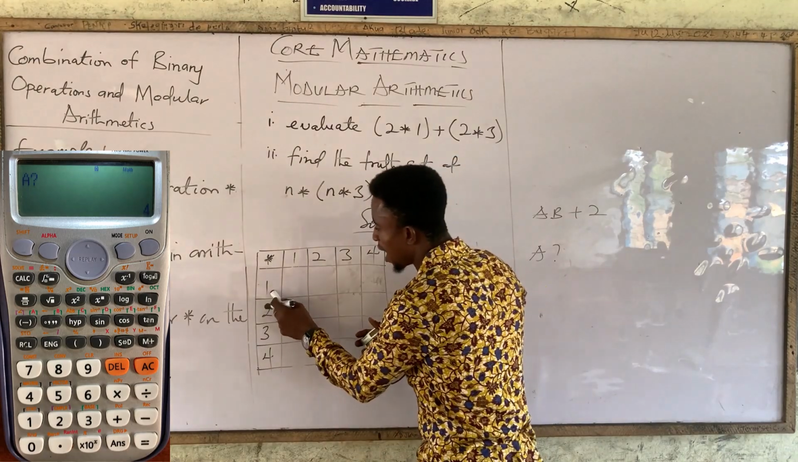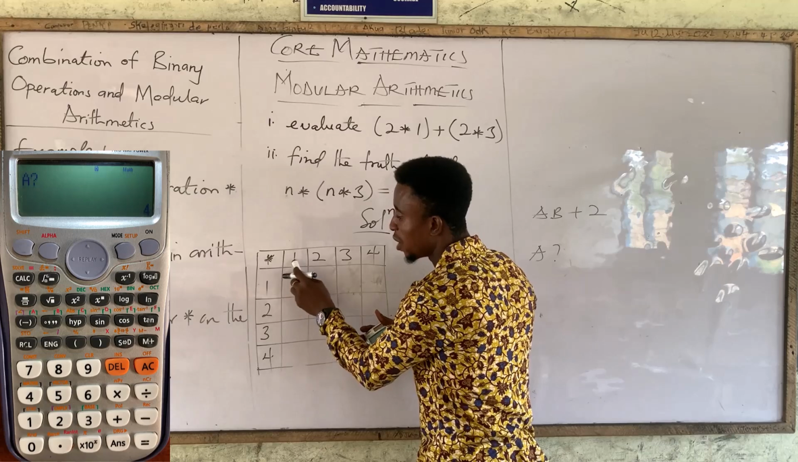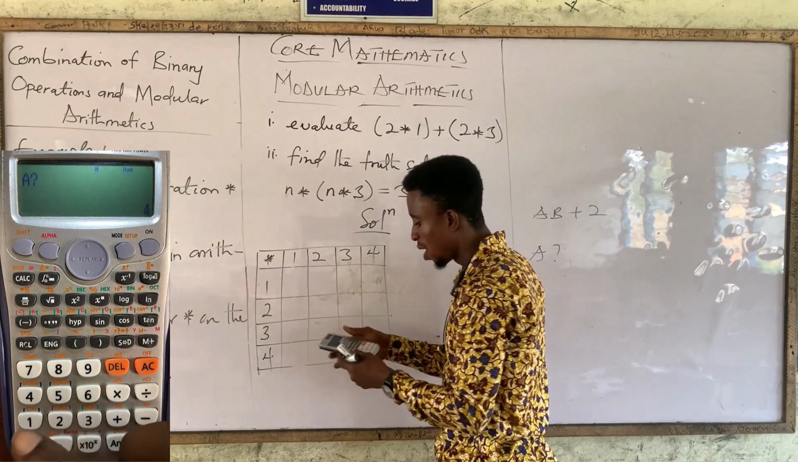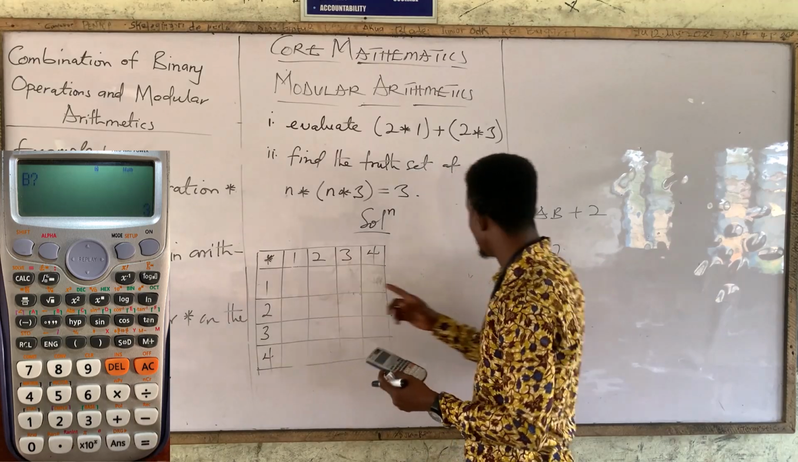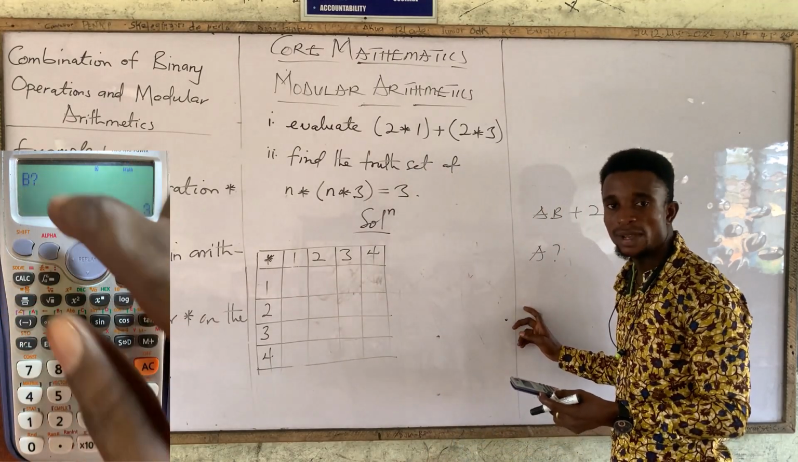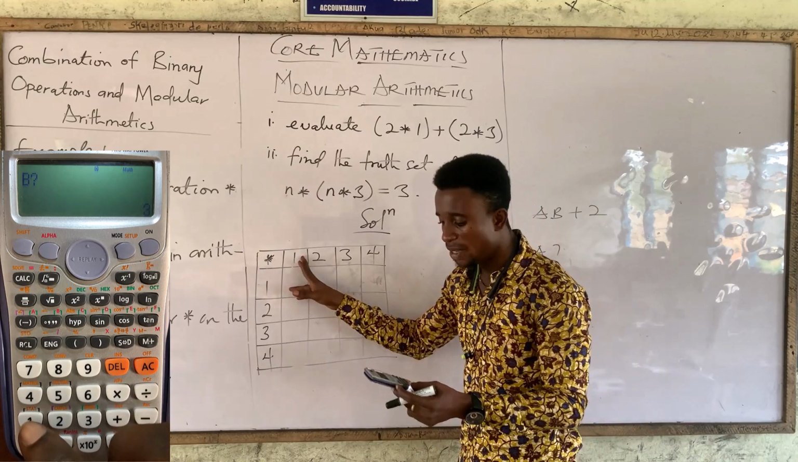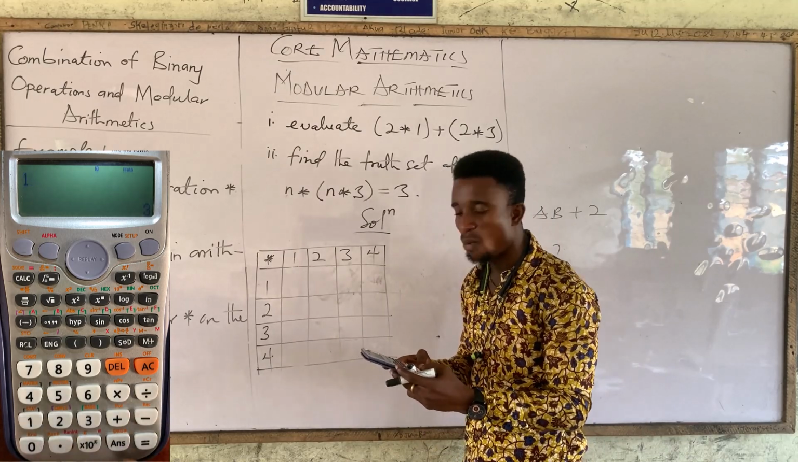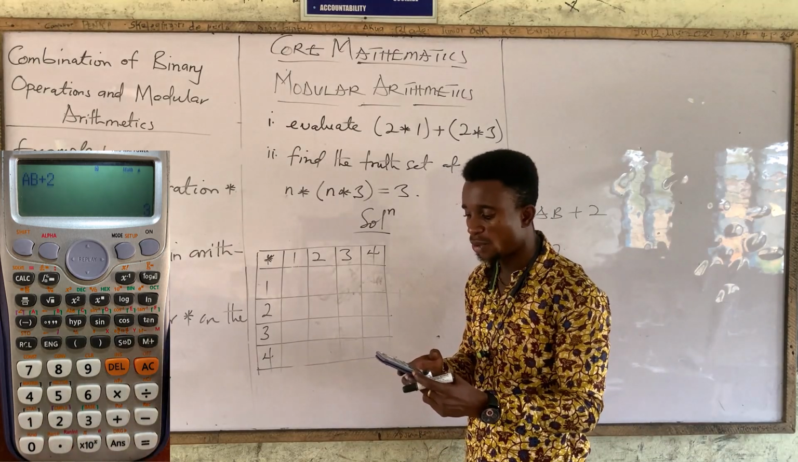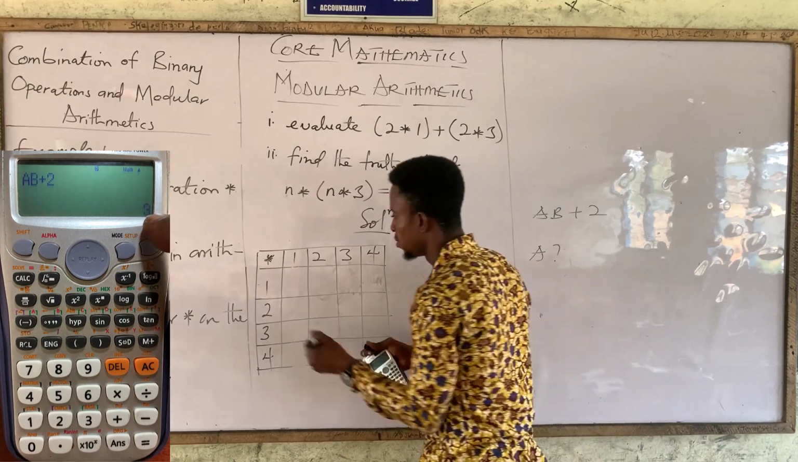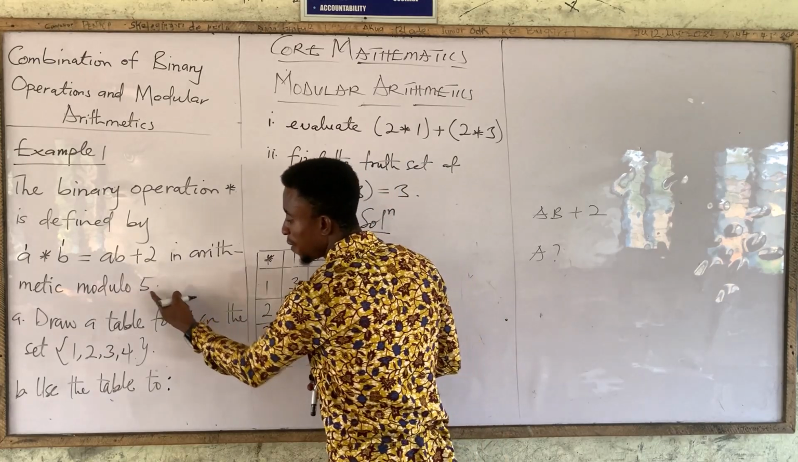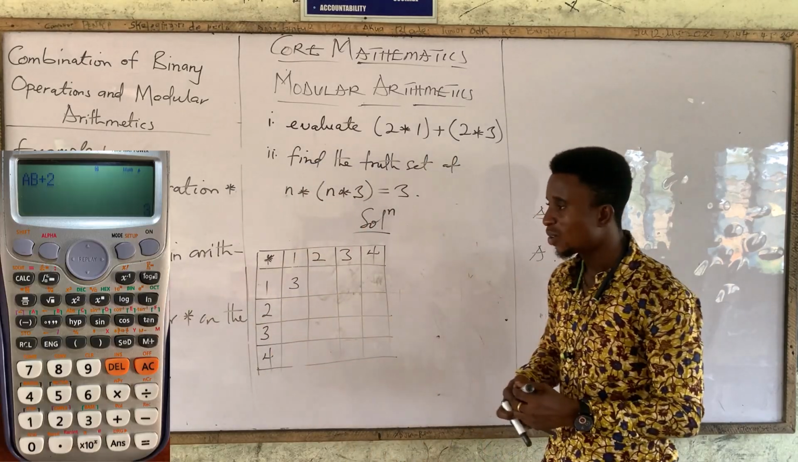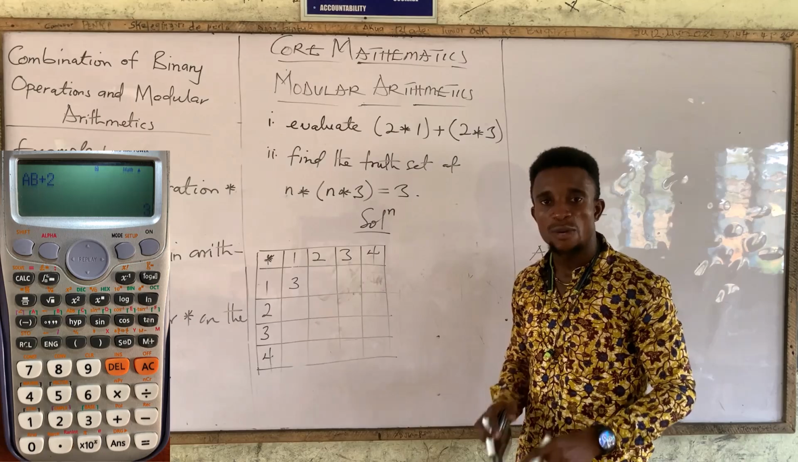So I want to take 1, 1. So A is 1, and B is also 1. So I'll put 1, then I click on equal to. Then B question mark has come. Are we getting that? So what value of B? Then that one too, I put 1. I click on equal to. Then I see 3. I see 3, but we are working in mode 5. Are we getting that? So I'm seeing this 3. Are we okay?